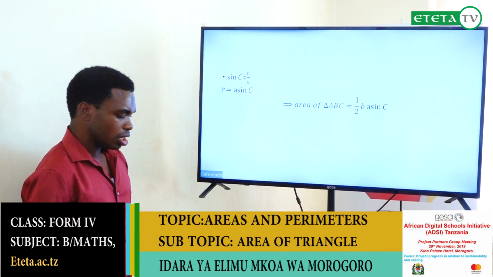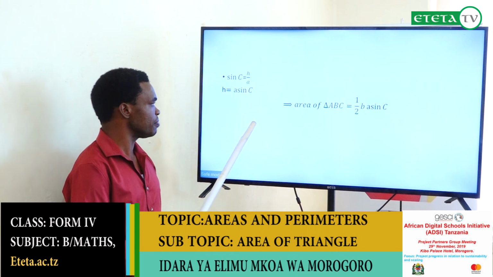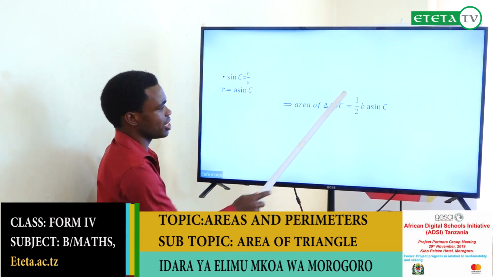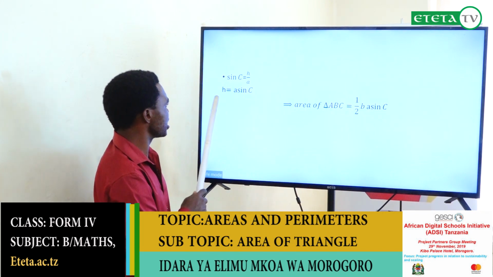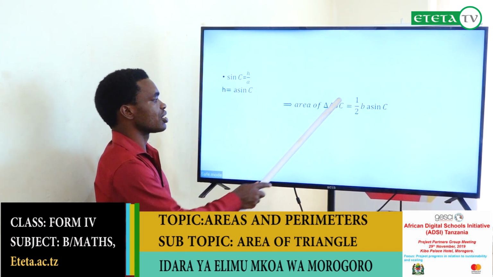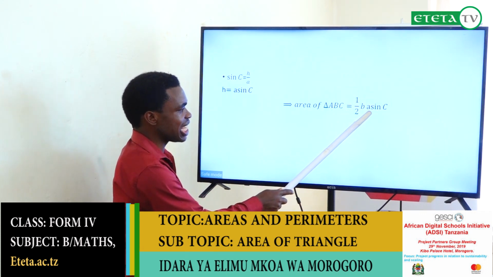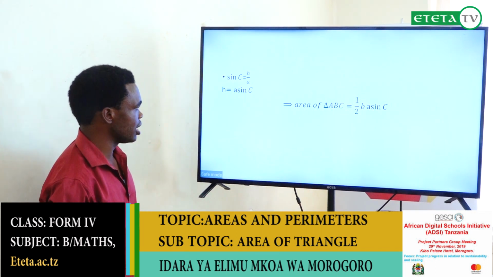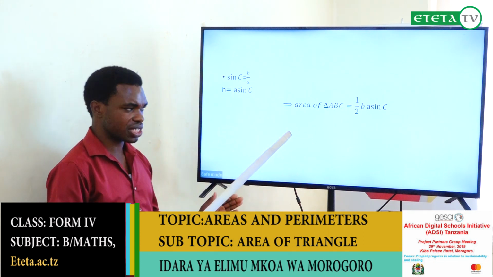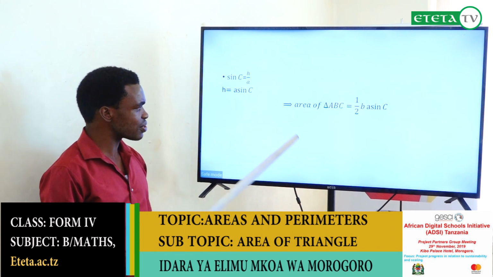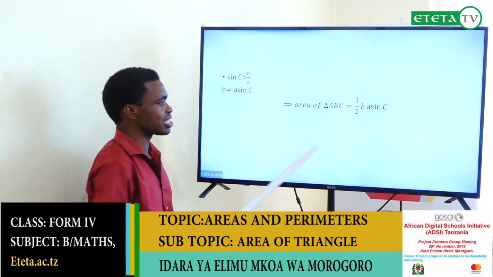Now, the area of the triangle ABC will be a half times B, but we have to multiply again by H. Here we said H equals A sine C. So it will be a half B times A sine C, where A sine C stands for the height of the triangle. So you can observe that for the triangle whose altitude lies outside, we also get a half B A sine C.